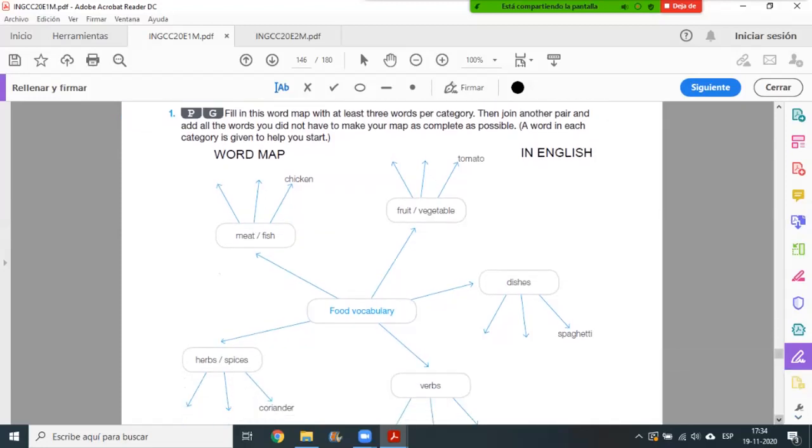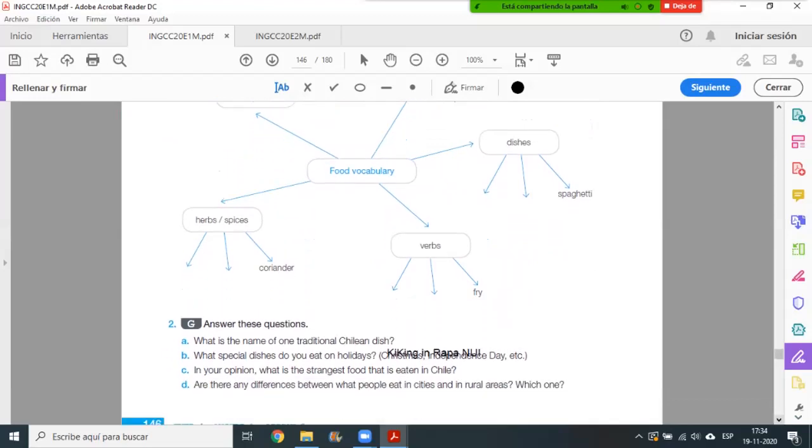And next we have exercise 2. On exercise 2, we have the following. Ejercicio 2, answer these questions. Responder estas preguntas también en inglés, por favor. Las pueden responder aquí o en su cuaderno. You have to write here or in your copybook. Letter A. What is the name of one traditional Chilean dish? ¿Cuál es el nombre de un plato tradicional chileno? And you can write it here.